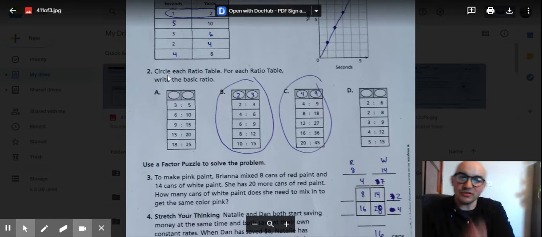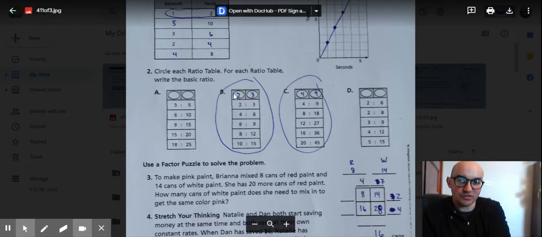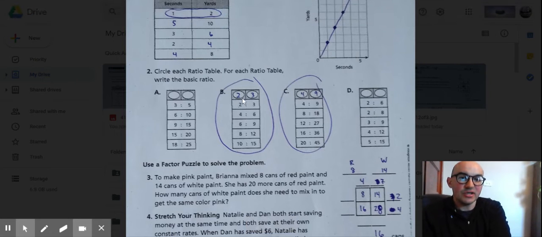All right, so circle each ratio table. Here we're just looking at these 4 ratio tables, A, B, C, and D, and in this case there's only 2 of them that are actually ratio tables. Ratio tables, remember, let's look at B first. So B, the left side here, these are the values of 2 in the multiplication table. Here on the right side, these are the values of 3, so the ratio is 2 to 3, and they track down.